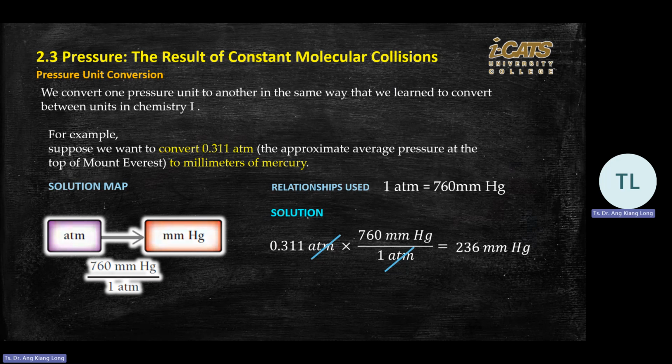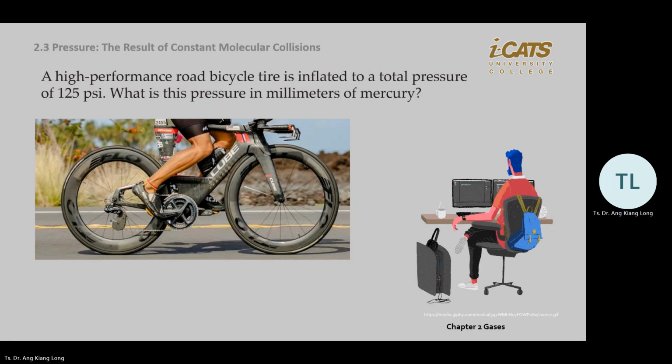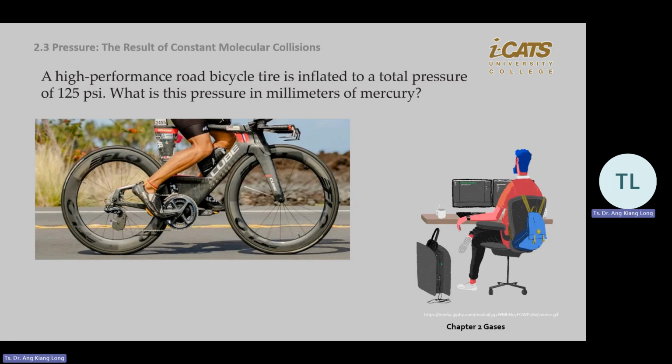Okay, this I think you've done. If you understand this one, you should be able to do this tutorial question. If you have a bicycle tire, you inflate with a pressure of 125 psi. Just now we learned 1 atmospheric equals 14.7 psi. He asks you to convert this in mmHg. So first, you write all the general equations. He asks you about psi and mmHg. The relationship between them is atmospheric pressure.